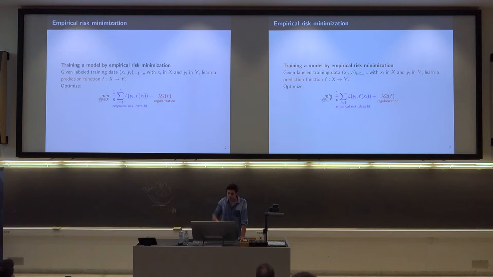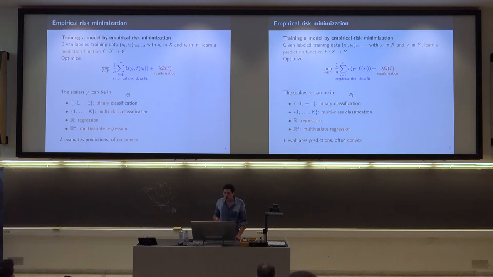So let's look at the blue term only for now. So you're given an X, you make a prediction, and you compare it to the target that you wanted to have with the loss function L. That's called the empirical risk, and you try to minimize this. So your targets could be binary, it could be multi-class classification, the targets could be continuous if you're doing regression, or even multivariate regression, so more than one dimension. And finally, L evaluates how good your predictions are.